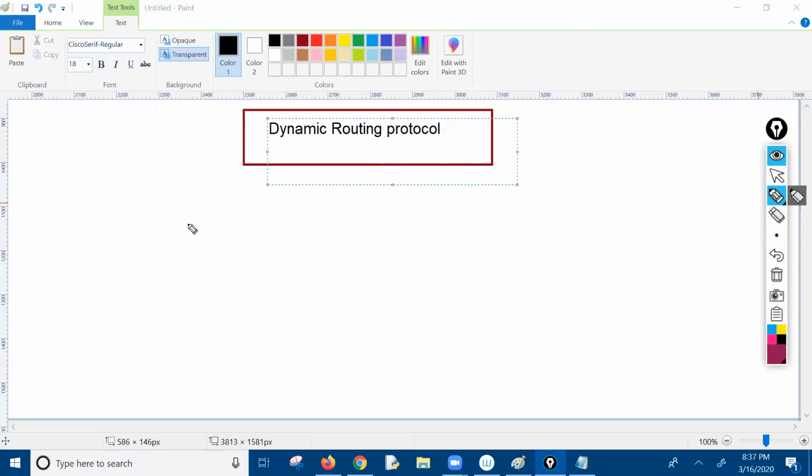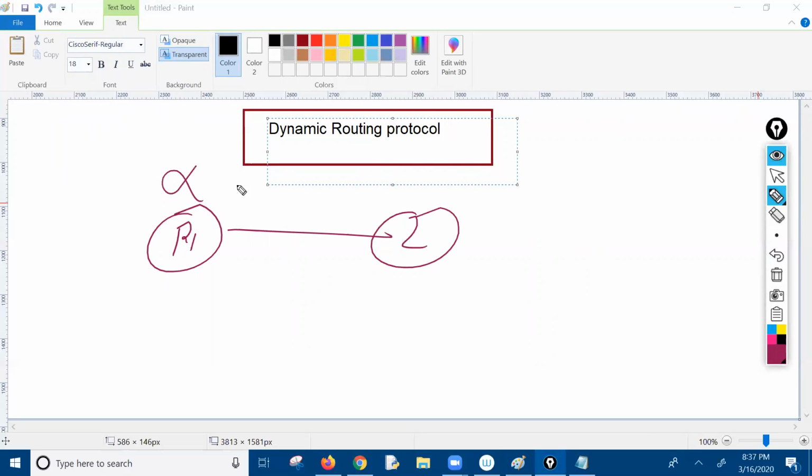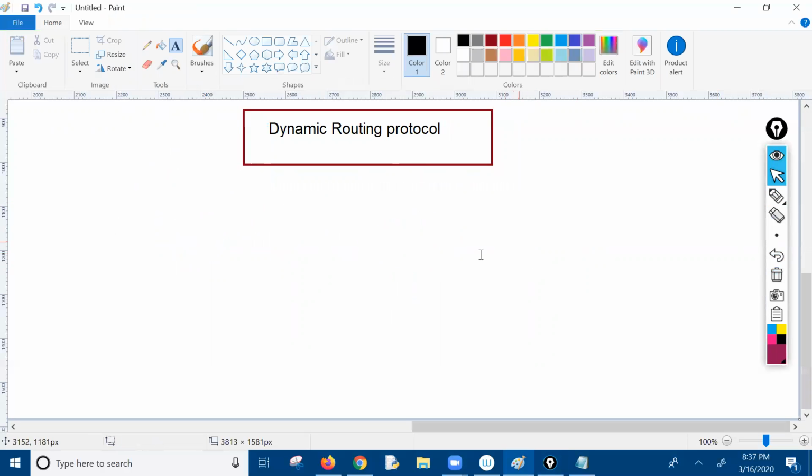Same thing. If R1 is running the X protocol, you have to run the X protocol over there. For example, if you run the Y protocol over there, not X, what happens? The communication will not happen. You are violating the rules over there. Rules should be the same, right? If you're running X, it should be X. If you're running Y, it should be Y. Clear? So dynamic routing protocols have two types.